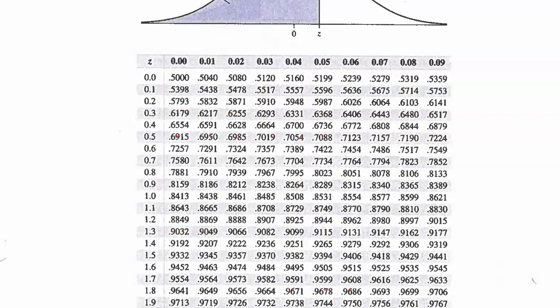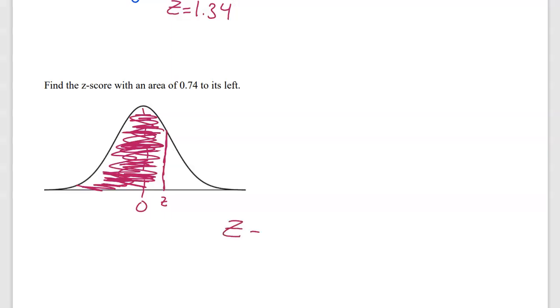So I'm looking in here for a 0.74. So I'm coming down through here. And right here are my two numbers. And again, trying to figure out which one it's closest to. This one, 89 to 100 would be 11. This one is 22. So it's this one that it's closest to. And that would be a 0.64. So my z-score would be a positive 0.64.